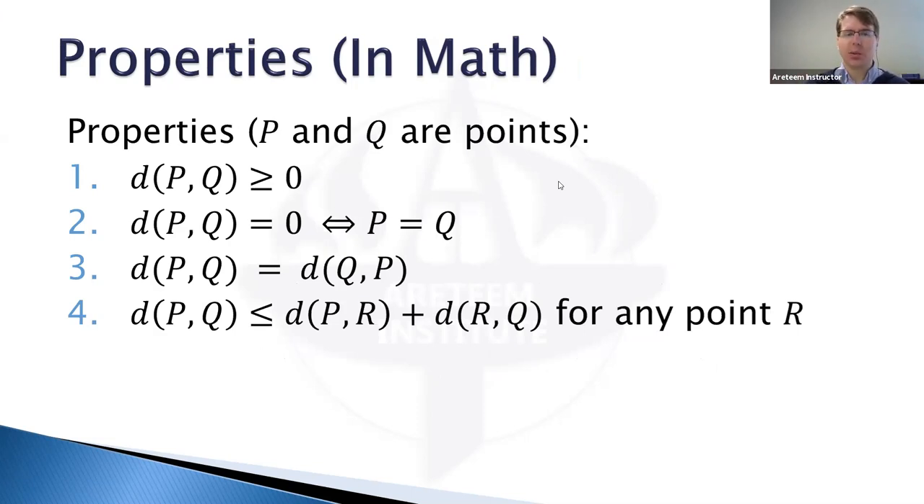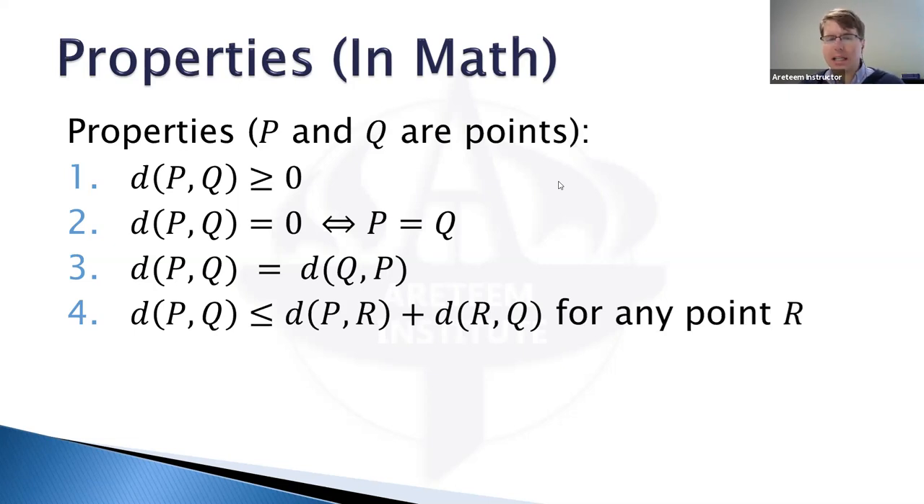The distance between P and Q is greater than or equal to zero. Further, the distance is zero if and only if we're at the same point. If the distance is zero, P and Q have to be the same. If P and Q are the same, the distance is zero. That's our second property here. The order of the distance doesn't matter. P to Q is the same as Q to P.